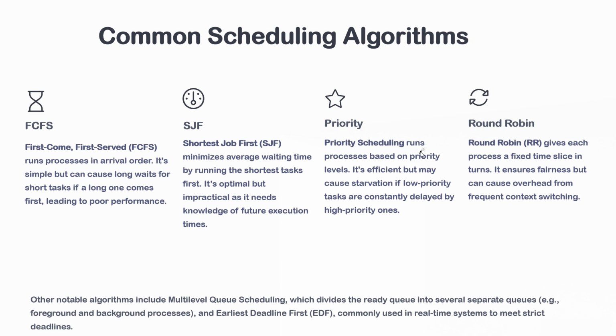Priority scheduling. Priority scheduling runs the processes based on priority levels. It's efficient but may cause starvation if low priority tasks are constantly delayed by high priority ones.